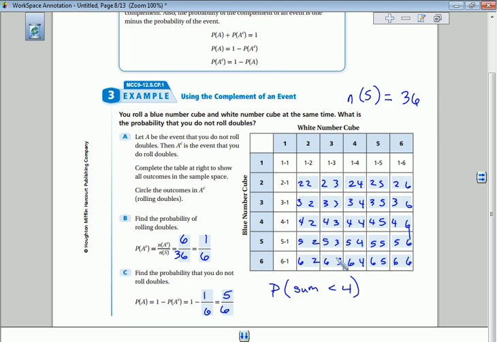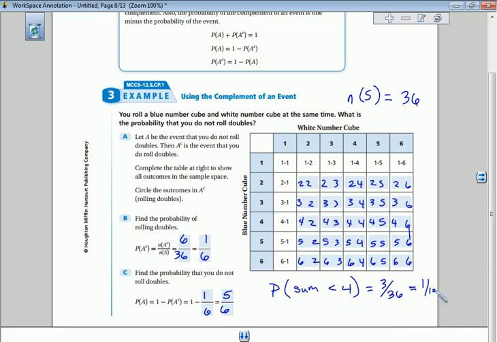How many of these have a sum less than 4? 1, 2, 3 of them. So it'd be 3 out of 36, which is 1/12. So what would be the complement to that? 33 out of 36, or 11/12. 11 twelfths. So the sum that is greater than or equal to 4 is another way we could state that instead of the complement of this event.